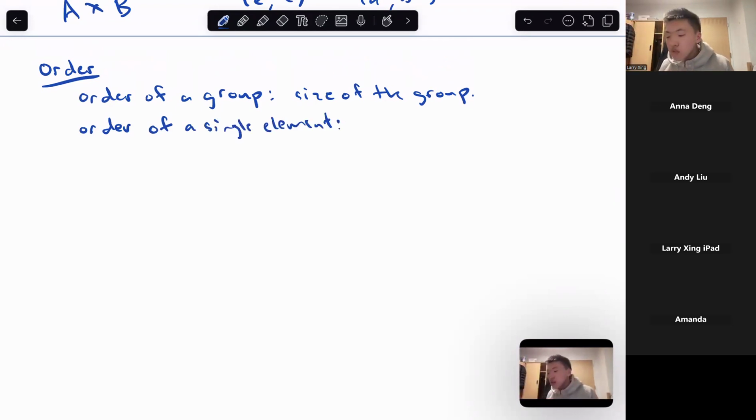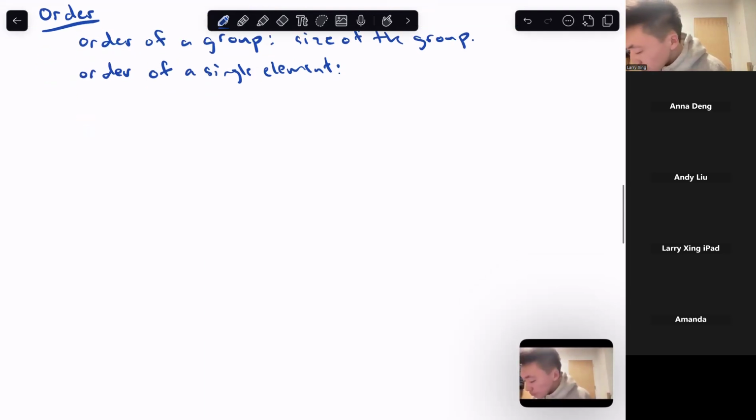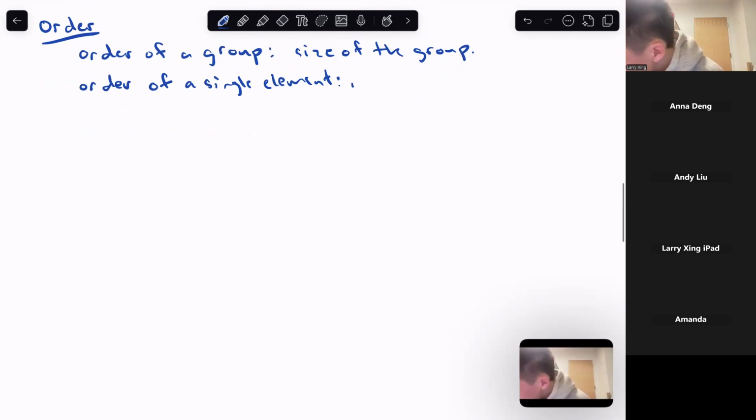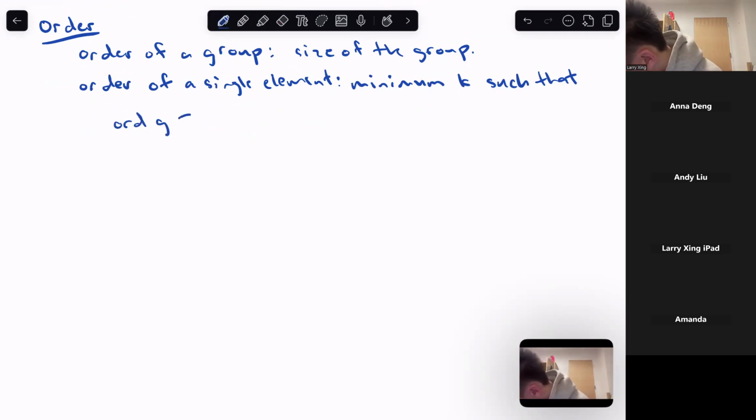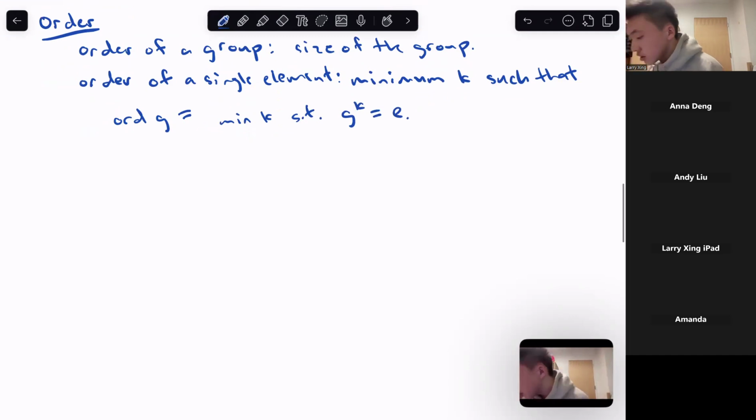And the order of a single element might just be the minimum k such that, so if we want to find the order of G, the order of G equals the minimum k such that G to the k equals the identity.